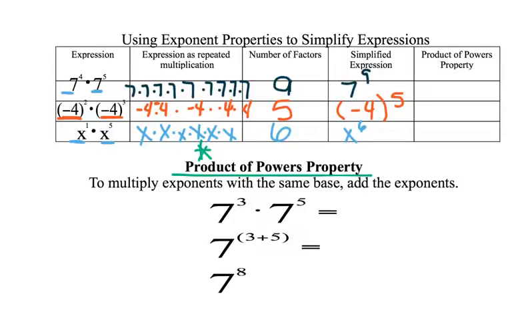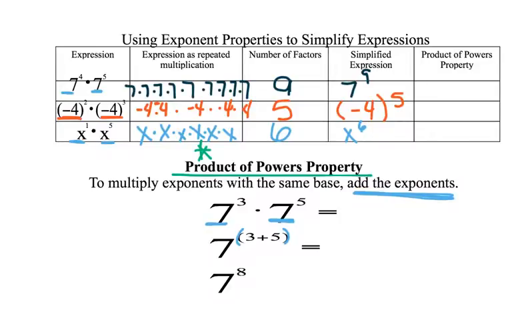When you have two numbers, two bases that are exactly the same, and they have exponents with them, in order to do the product of powers property, to multiply the exponents with the same base, you add them. Okay? So 7 to the third times 7 to the fifth, the way that you would simplify this expression is 7 to the 3 plus 5, which is 7 to the 8th power. That works up in our table. Let me show you what I mean.